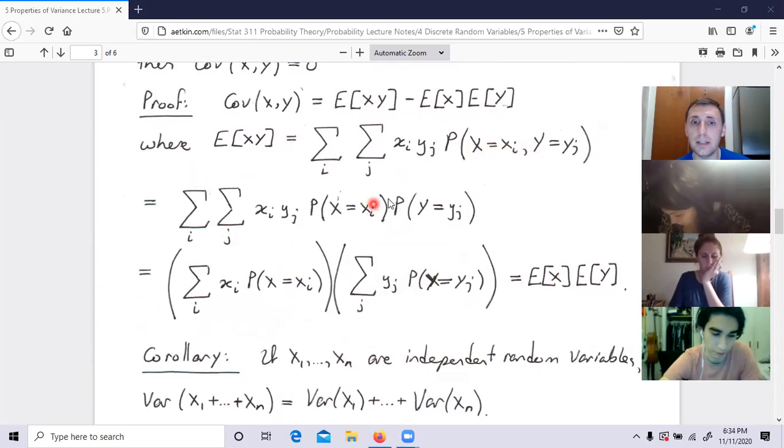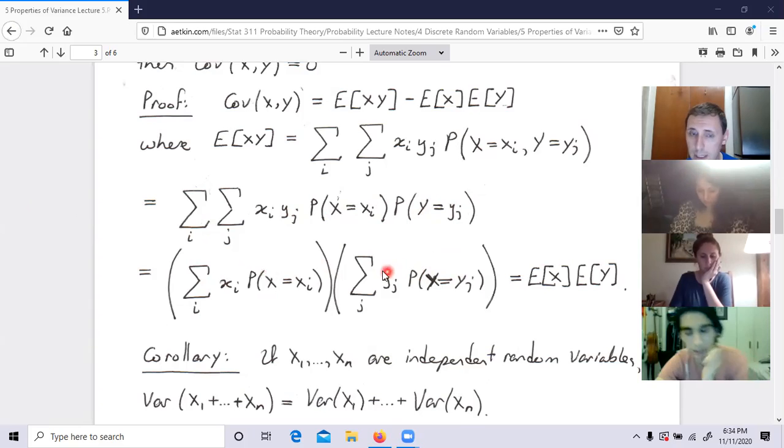So if it's independent, I can say it's simply the probability of x equal to xi times the probability y equals to yj. Now look at it. It's really xi times probability of x equal to xi, times yj times probability of yj, and it's every guy against every guy, which is exactly what happens when I multiply parentheses. So I factor it out, and this is the expected value of x, and this is the expected value of y. Do you understand? That's a very important step.